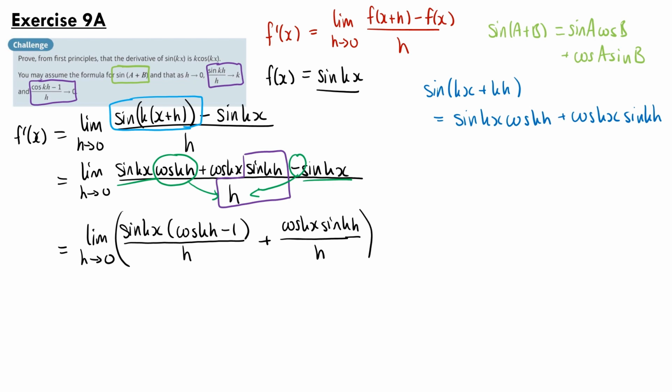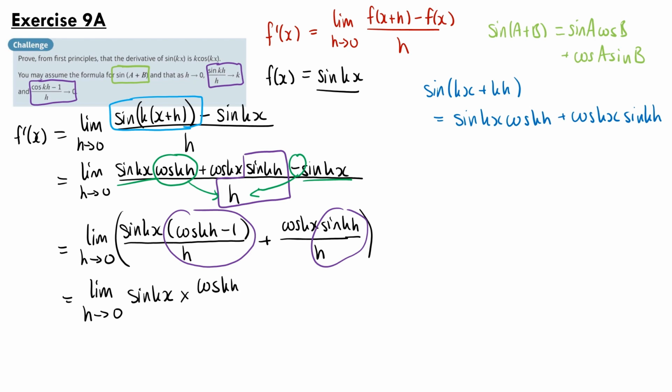So then we've got the limit as h approaches 0 of all of this, and we're happy because we've got these bits which we know what they tend to as h approaches 0. So at this point we can then split the limit up into two separate limits, just because we're adding the two terms, so it doesn't make any difference at all. So the limit as h approaches 0 of first of all sine of kx lots of cos kh minus 1 over h, and then again the limit as h approaches 0 of cos of kx lots of sine of kh over h.